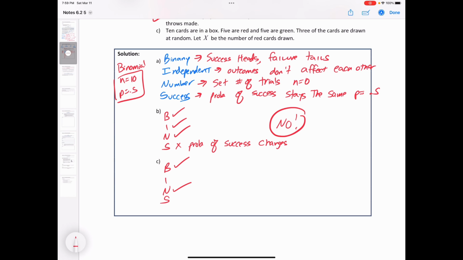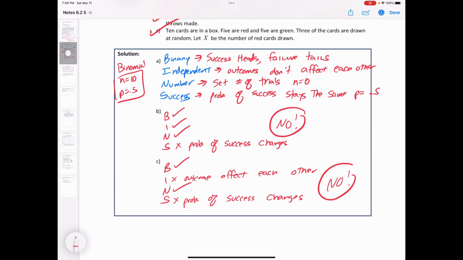This is not independent because the outcomes affect each other. And here's what I mean. Like, say you got 2 reds. That drastically changes your chance of getting red next time. It's going to affect it. And likewise, the probability of success changes. If they had that problem and said that the cards were replaced, that would change that whole concept. It would be binomial then if you took a card and replaced it.